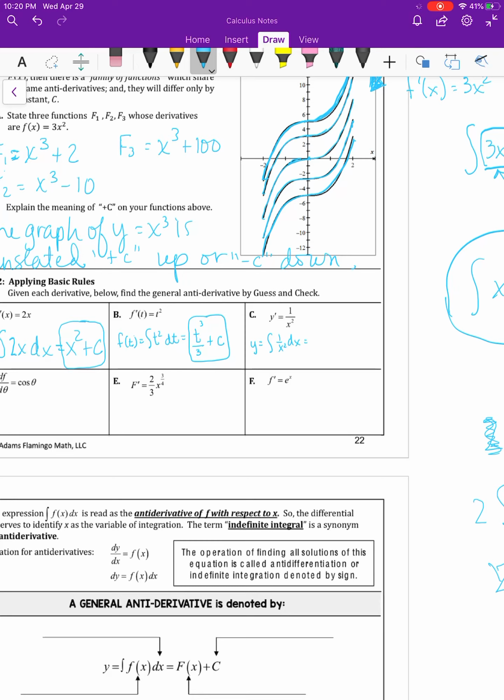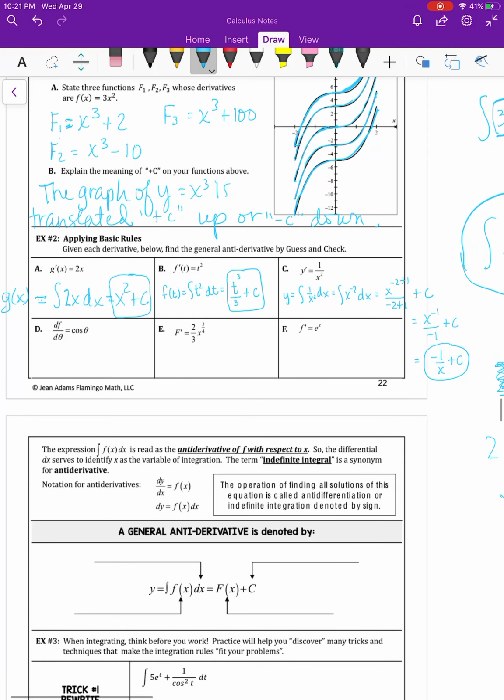If I want my y, I'm going to integrate my 1 over x squared dx. For this one, I would bring this up as x to the negative 2 and use my same thought process, x to the negative 2 plus 1 divided by negative 2 plus 1 plus c, which is going to give us basically negative, well, I'm simplifying it, and I probably shouldn't because I don't want to mess you guys up. So let me just take a couple steps here. x to the negative 1 over negative 1 plus c, negative 1 over x plus c is what that would simplify to.